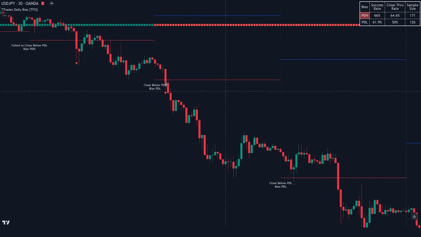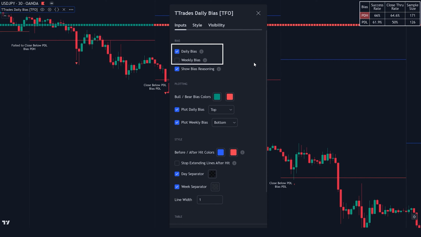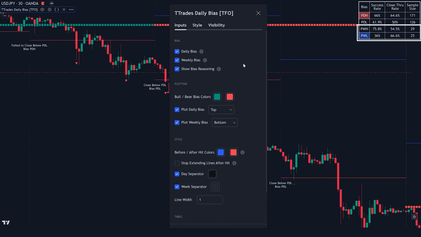Before we delve into understanding how this indicator works, let's quickly review its functionality settings. Under the input settings, you can see the daily and weekly bias options. By default, the weekly bias is toggled off. Turning on the weekly bias will display the previous week's high and low, labeled as PWH and PWL, respectively. You can toggle off the weekly bias to maintain the default settings.